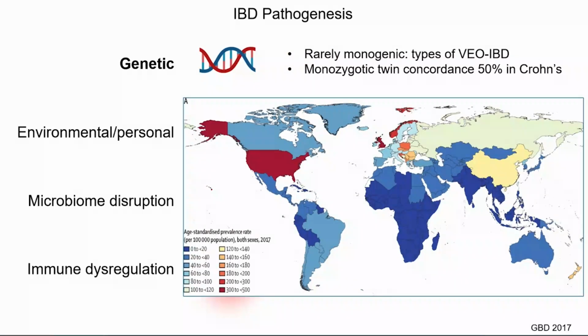This is underscored when we look back at that map, looking at the global trends in IBD. If a child born in a country where the IBD prevalence is low, say India, immigrates as a child to a country where the IBD prevalence is high, say the US, their lifetime risk of IBD will match that of someone born in the US. So again, definitely more than just genetics here.